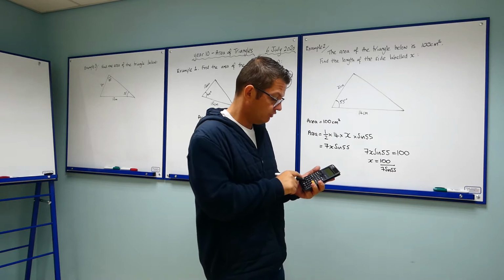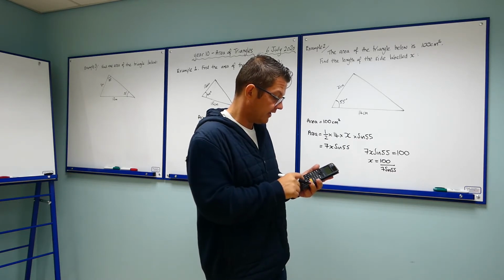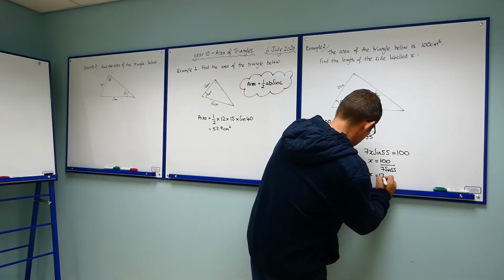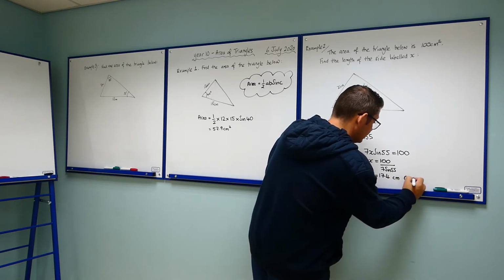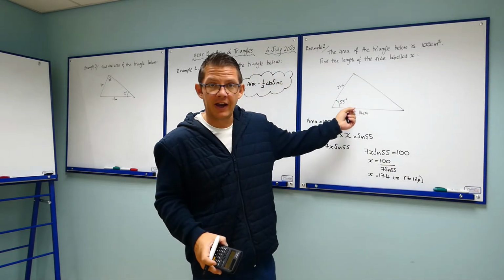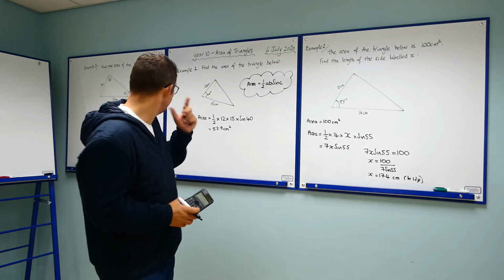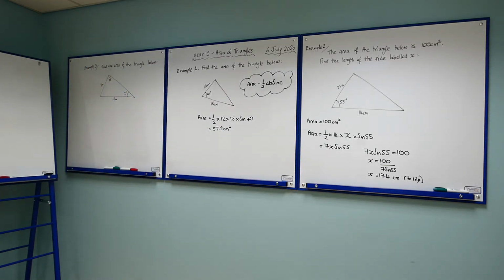And then I just put that in a calculator. I go 100 divided by bracket 7 times sin 55. I press equals, and I get x equals 17.4 centimetres to 1 decimal place. Remember, this one we're looking for the length of a side, so it's not centimetres squared, it's just centimetres. Final example here. I'll just move this over a little bit to make it a bit easier to see.